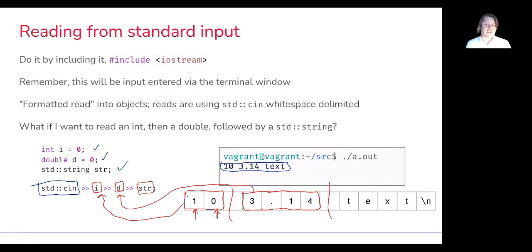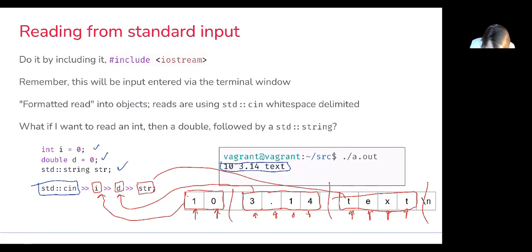Now we're expecting a string, so we begin this process again. We put the arrows there so it looks consistent. T is going to be put into str, then E, X, T, and then we've hit a white space. So text will be put into the string. At this point, moving forward, if we were to output the value of i, we'd observe an integer value of 10. If we did the same for d, we'd see 3.14, and for the string, text.